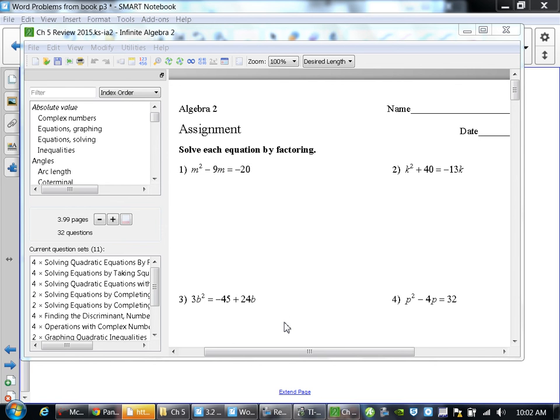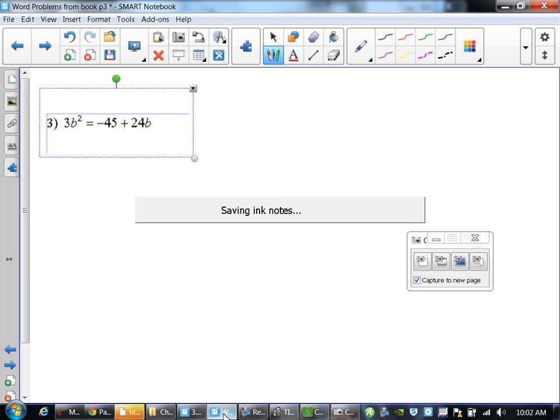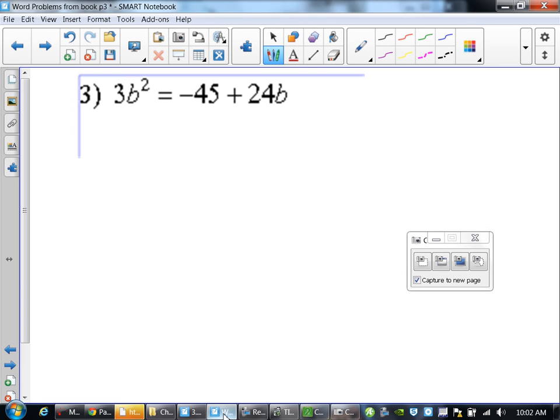How do you graph these? Factor. Solve the equation by factoring. So if I'm going to solve the equation by factoring, I get everything on one side: 3x squared minus 24x plus 45 is 0. What is the very first rule of factoring? Get rid of the 3. GCF, greatest common factor.